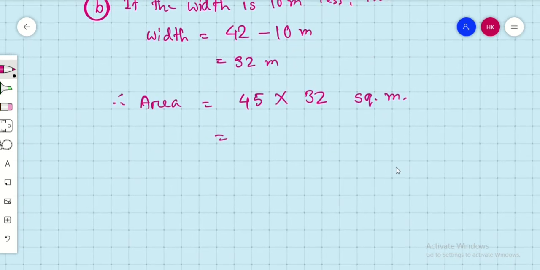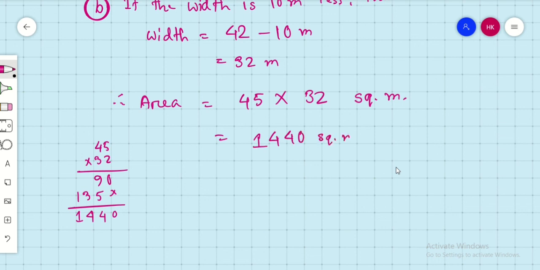Now we do it roughly: what is 45 times 32? Again, 2 5s are 10, 3 5s are 15, in hand 1. 3 4s are 12 plus 1 is 13. So here 3 plus 1 is 4, 1. 1440. This will be the answer of number B.